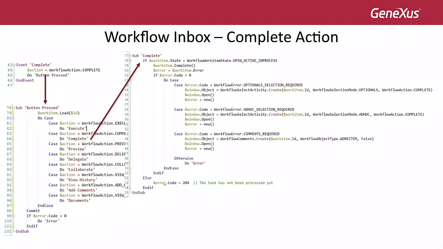In case the error is because some comments are required in this activity, then the workflow comment web panel is going to be prompted in order for the user to enter the comments needed to complete this task. If there's any other error, the error will be shown to the user. In case there's an error, the task has finished.